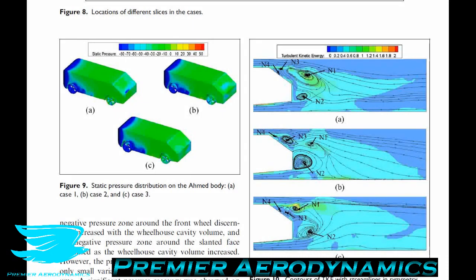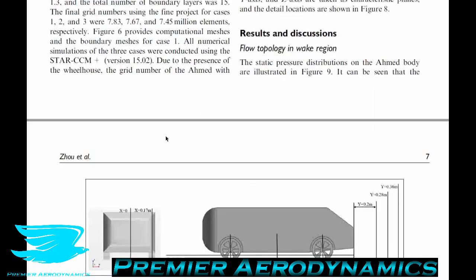Welcome to podcast number 142, and in this podcast we're going to be talking about the second half of the podcast series. So in the last podcast, 141, we covered some of how different wheelhouses affect the drag of a car. We looked at three different types of wheelhouses, one from Audi, one from Toyota, and one from Mercedes.